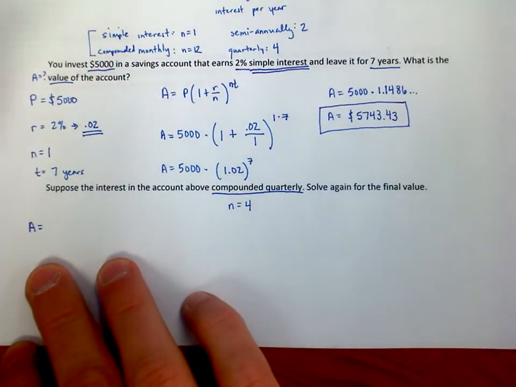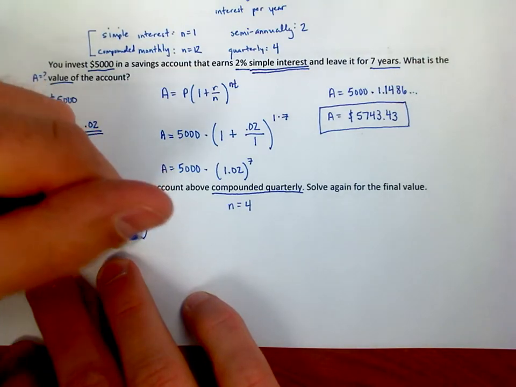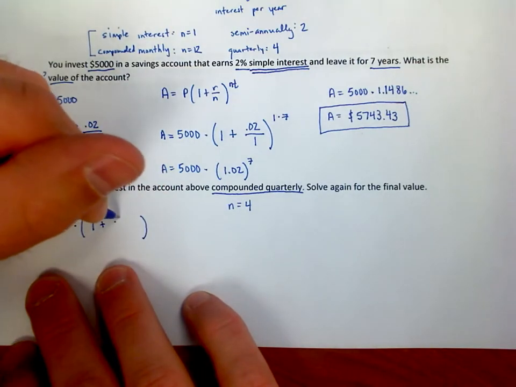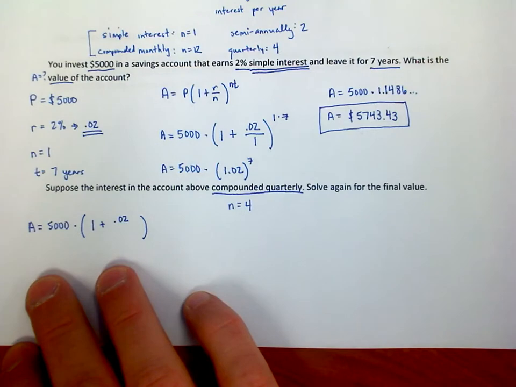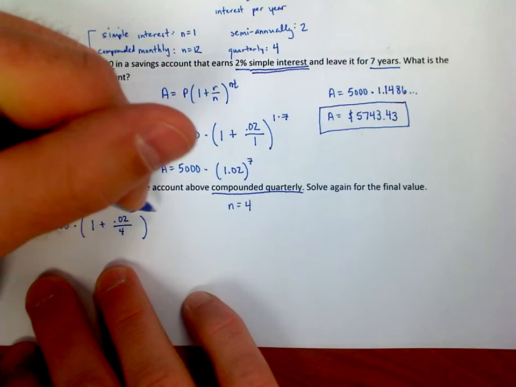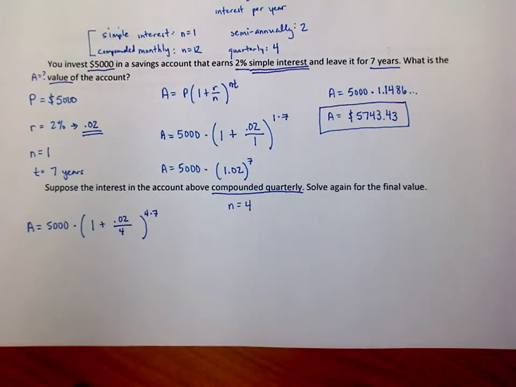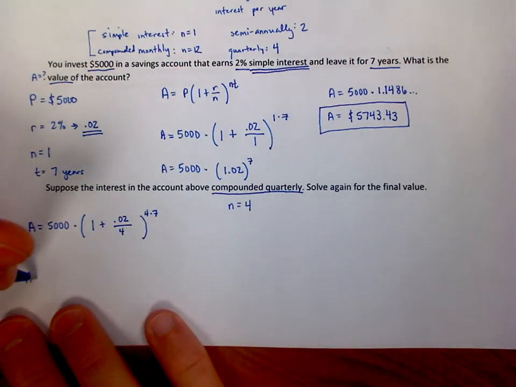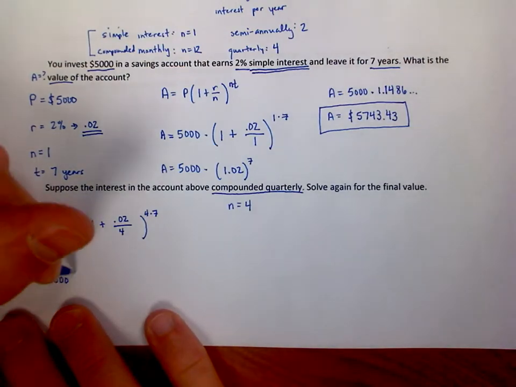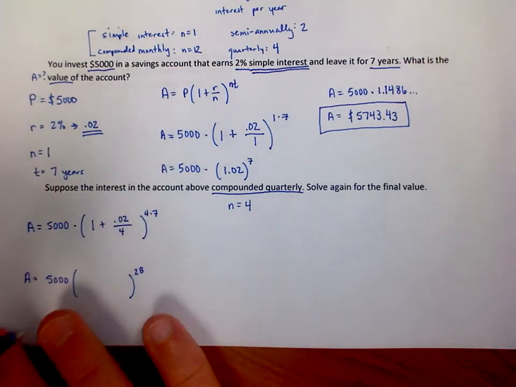So what is the amount if I put in $5,000? I multiply that by 1 plus still 0.02, 2%, divided by now 4. And then up in here, it's not going to be 1 times 7, it's going to be 4 times 7. So that's the only difference in the formula. Can we rearrange this? Can we simplify it down? We'll get to that inside of the parentheses in a second. Let's do the other stuff first that's easy.